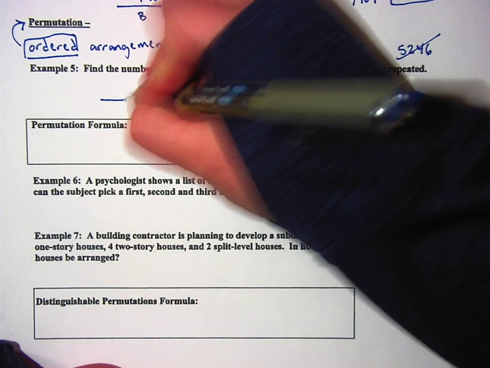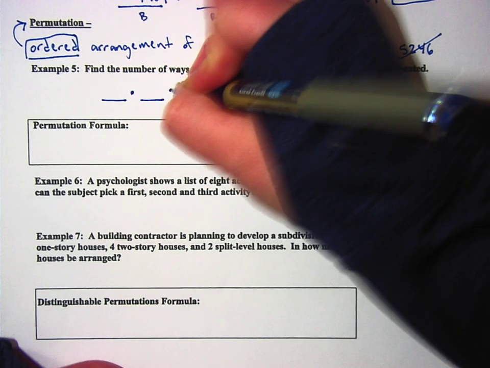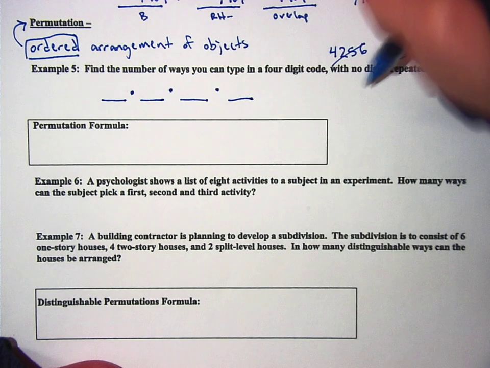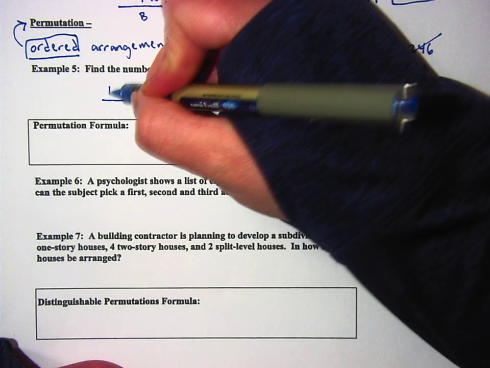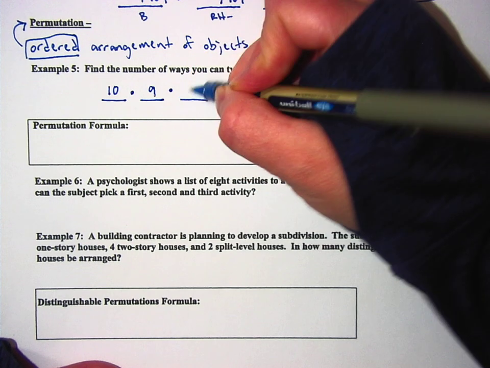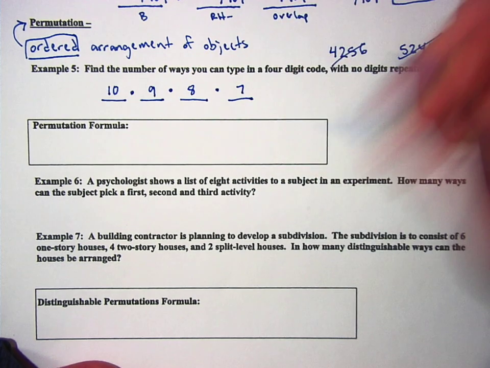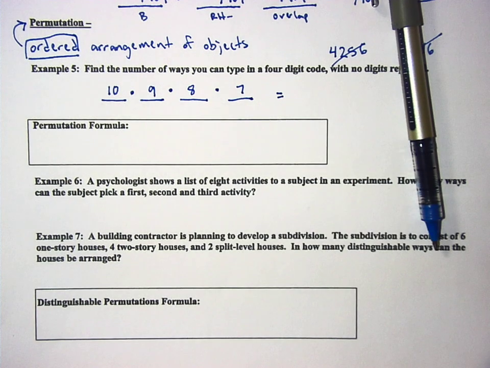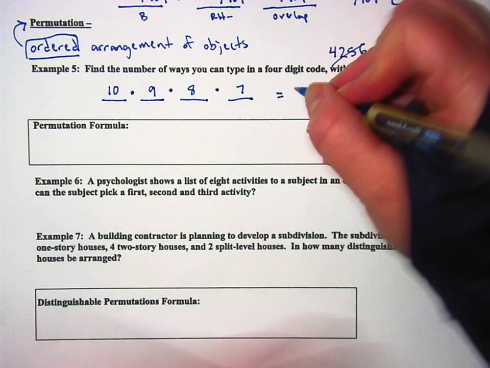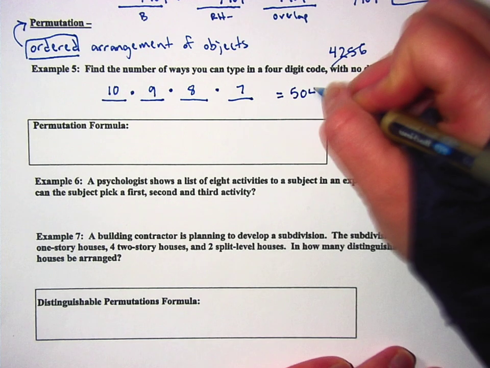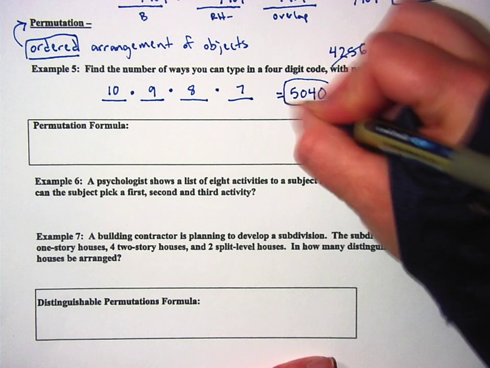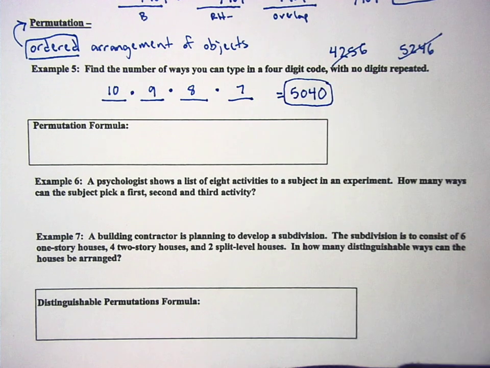Okay, so this is this, this, this, this. So no digits repeated, that was 10 times 9 times 8 times 7. I think we did this example before yesterday. Yep, 5,040, and by yesterday for me, I mean like 45 minutes ago or an hour ago. 5,040 different ways this can be done.